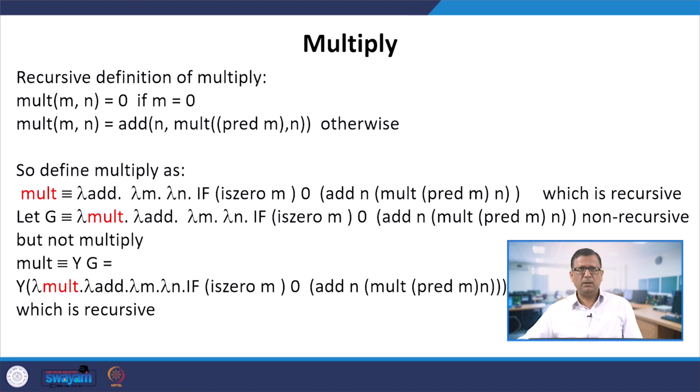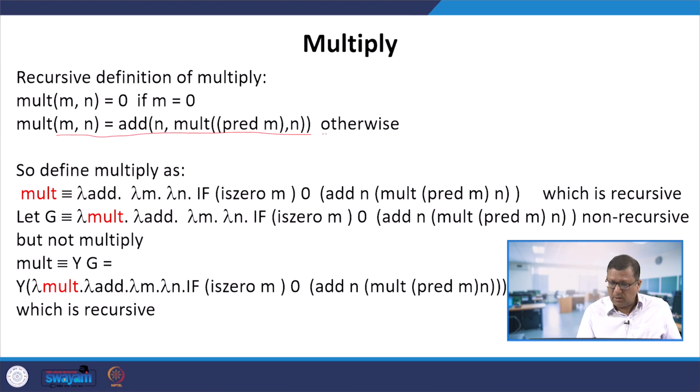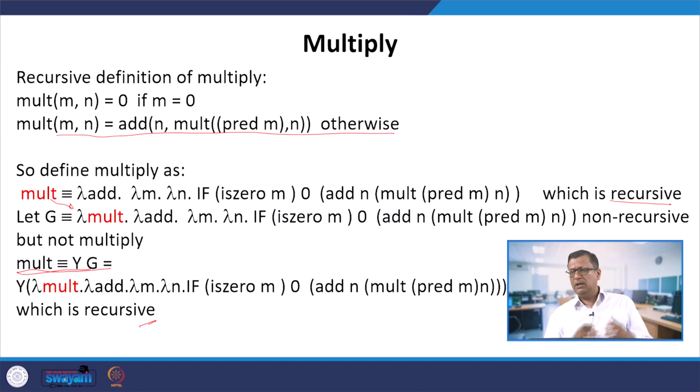Again our task is to show an encoding in lambda calculus. So we take this recursive definition and write it as it is in lambda calculus. It is recursive, so we give a non-recursive version and pass this as a parameter. So we get mult. Now this is non-recursive, but it is not multiply. We know multiply will be yg, so it will be y mult, which is recursive. Again, if you want to do multiply 2 3, we can do the computation as before, and we will come up with the value 6.